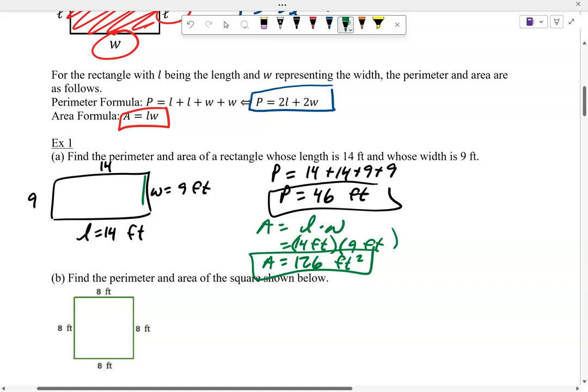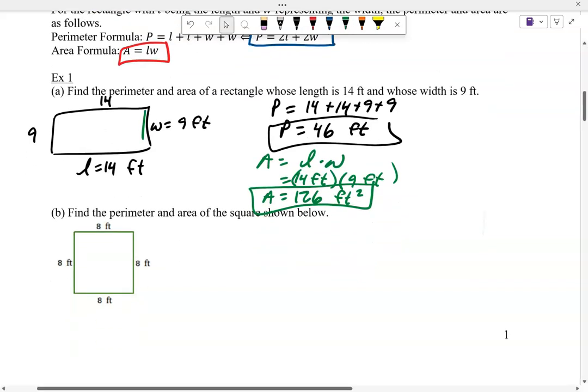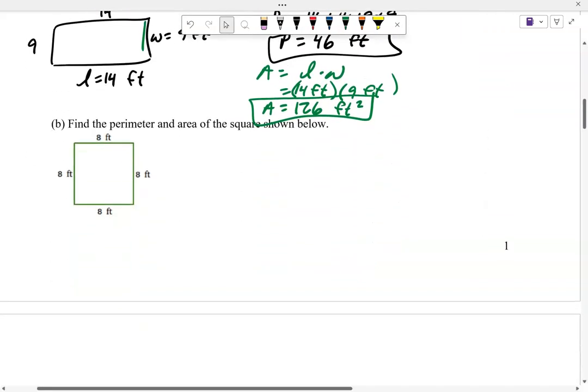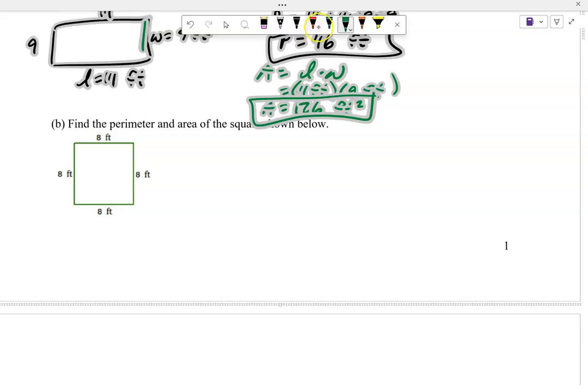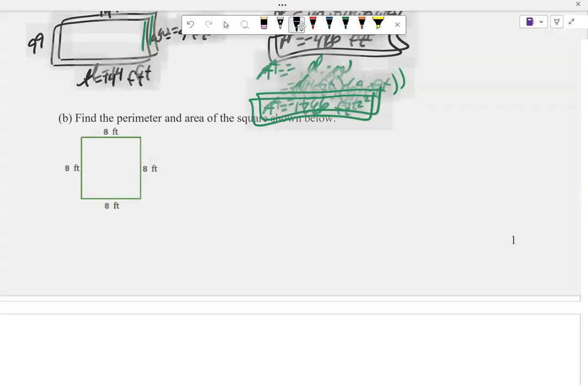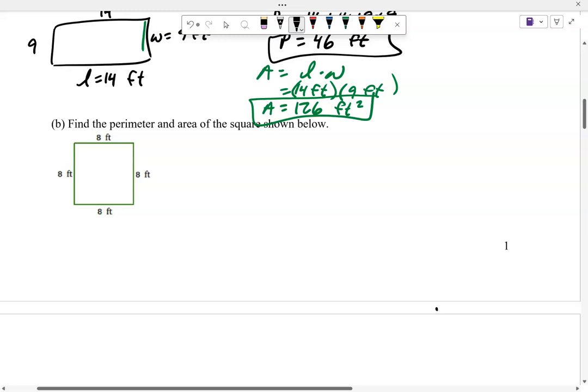All right, find the perimeter and area of the square shown below. Well, a square is just a special type of rectangle where all the side lengths are the same length. So if I'm finding the perimeter, I'm just going to add them all up: 8 plus 8 plus 8 plus 8. Looks like we got 32 feet.